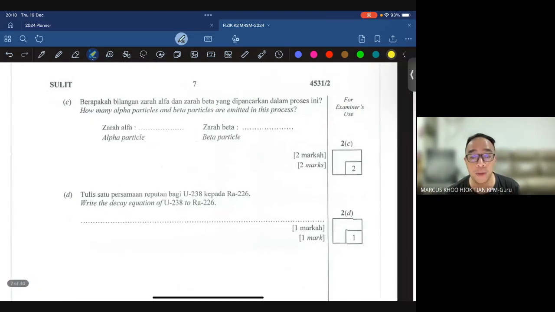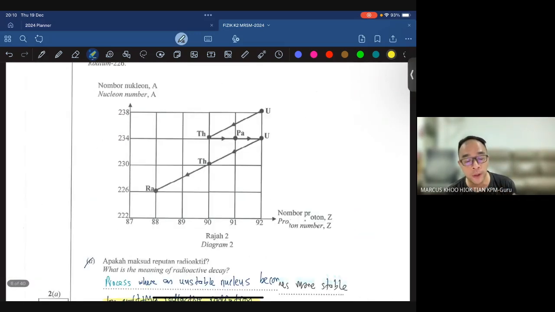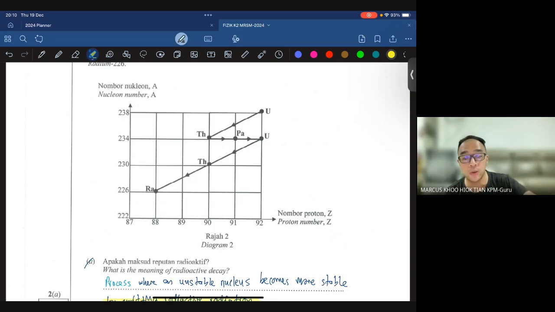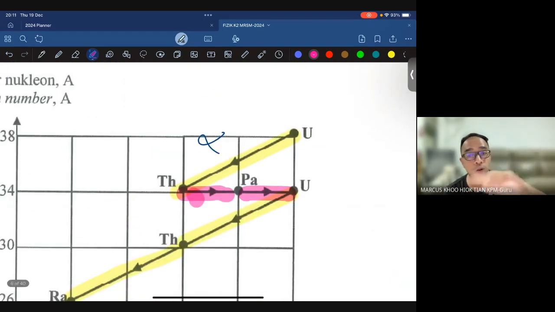So, how many alpha particles and beta particles are emitted in this process? The key to this diagram is remembering that all these slanted boxes, all these slanted boxes represent an alpha decay. Whereas all the ones straight to the right, this one, 1, 2. Notice that every arrow there is one interaction. So you don't look at the number of boxes, you look at the arrow.